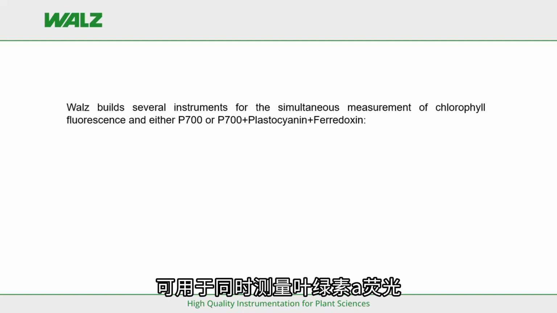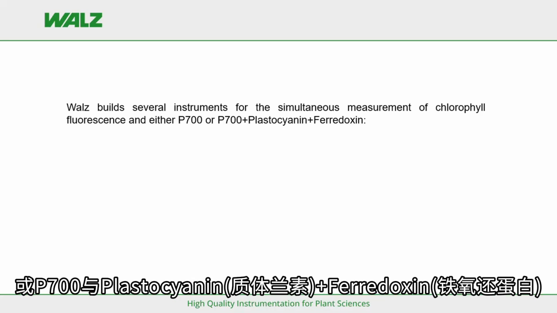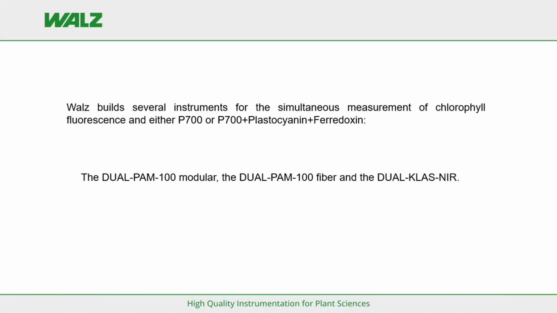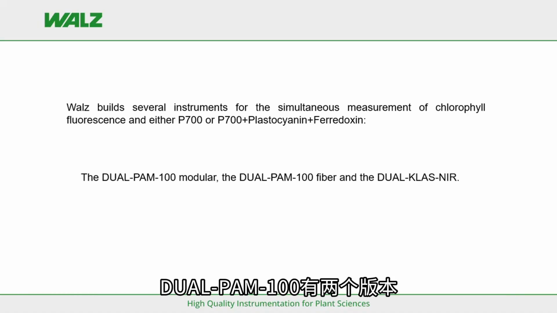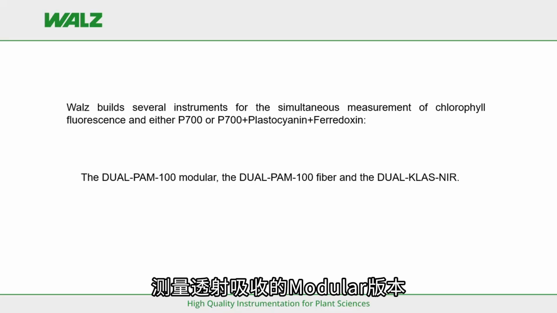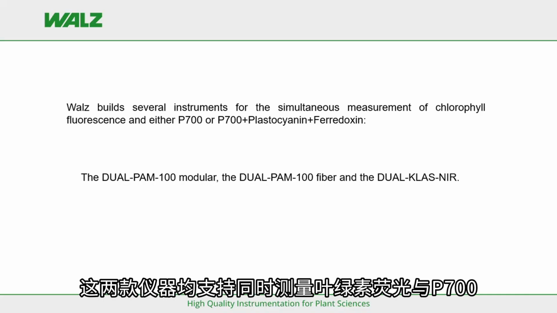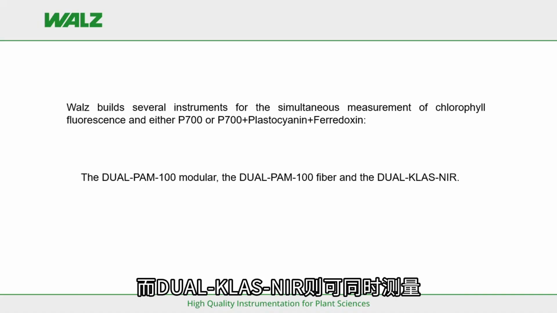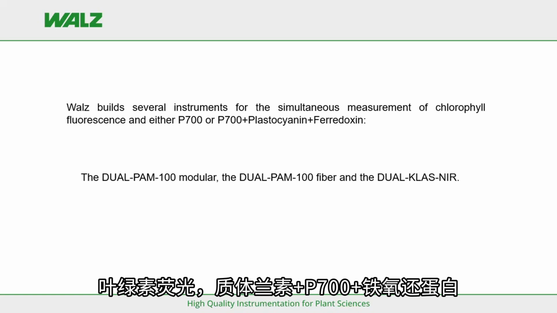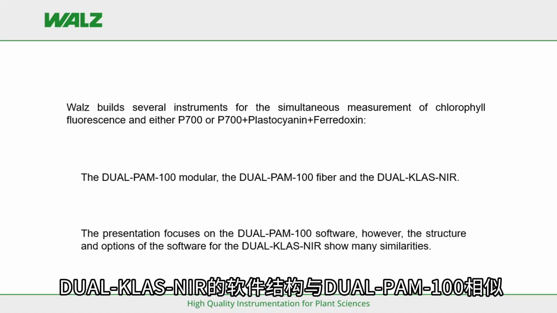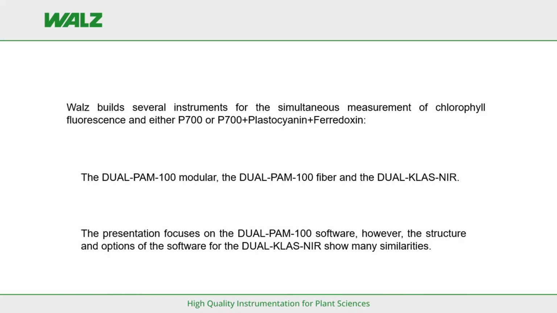Walz built several instruments for the simultaneous measurement of chlorophyll fluorescence and P700, and/or P700 plus plastocyanin plus ferredoxin. Of the DUAL-PAM-100 there are two versions, the modular version measuring in absorption mode and the fiber version measuring in reflection mode. Both instruments allow the simultaneous measurement of fluorescence and P700, and the Dual-KLAS-NIR the simultaneous measurement of fluorescence and plastocyanin plus P700 plus ferredoxin. The software of the Dual-KLAS-NIR is structurally similar to the software of the DUAL-PAM-100.